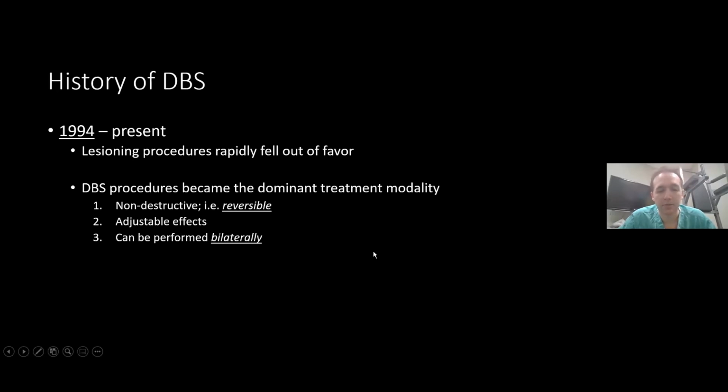And then DBS also gives you the opportunity to perform these procedures bilaterally. Previously, these procedures were only unilateral, and these people would have to pick, a Sophie's choice, which side they want with their Parkinson's disease symptoms resolved. And with DBS, that now no longer is a problem.